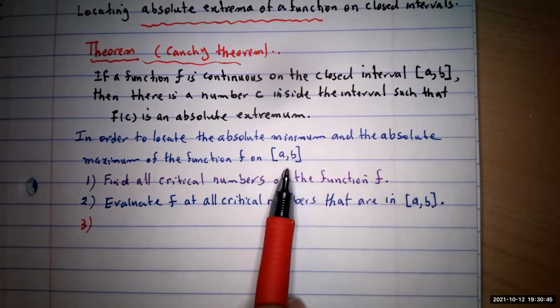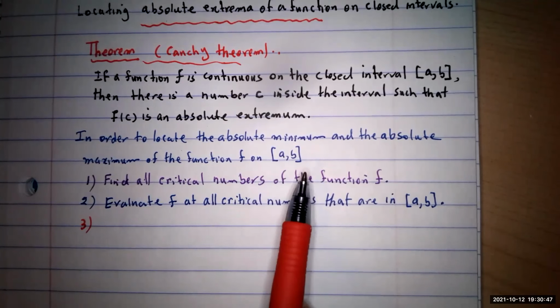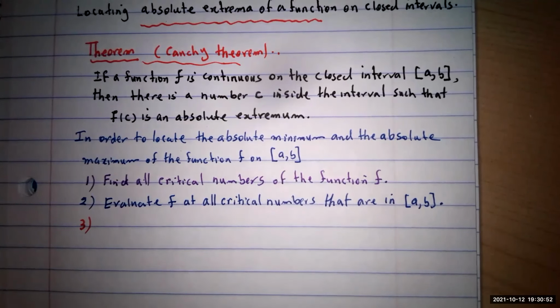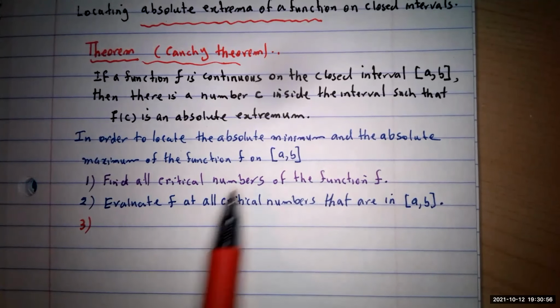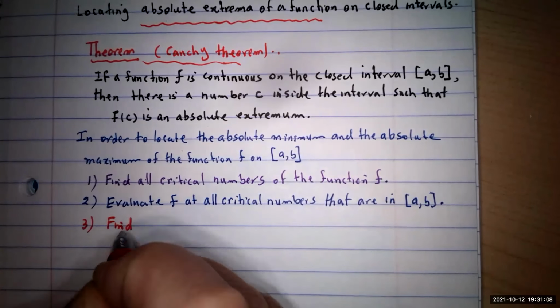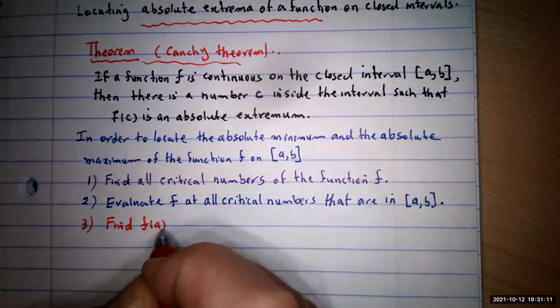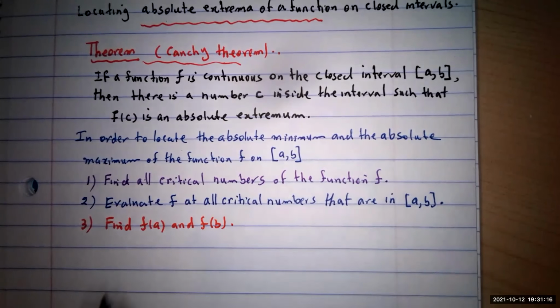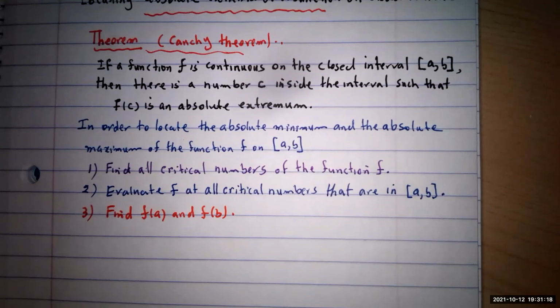Since this interval is closed, the max and the min of the function can happen at a or b. So to make sure that you are not going to miss anything, you are going to evaluate f of a and f of b, the value of the function at the endpoints of the interval. That's going to be step three.